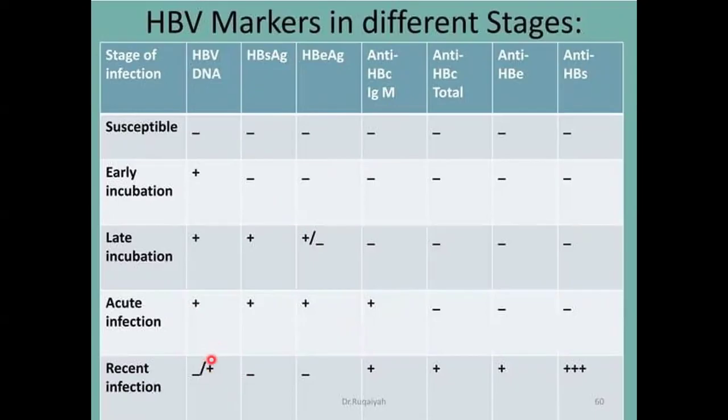And then recent infection. This means you had it and now you're okay. This might be there or not. It depends. The viral load might be very, very low, so maybe it's not detectable. And then IgM will be there, the reason being it's a recent infection. Anti-HBC will be there. And then anti-HBE will be there. Remember I said, if you're recovering, the antigens will not be there. The antibodies are the ones that are going to be there. And then this will be positive, positive, positive because you've recovered.